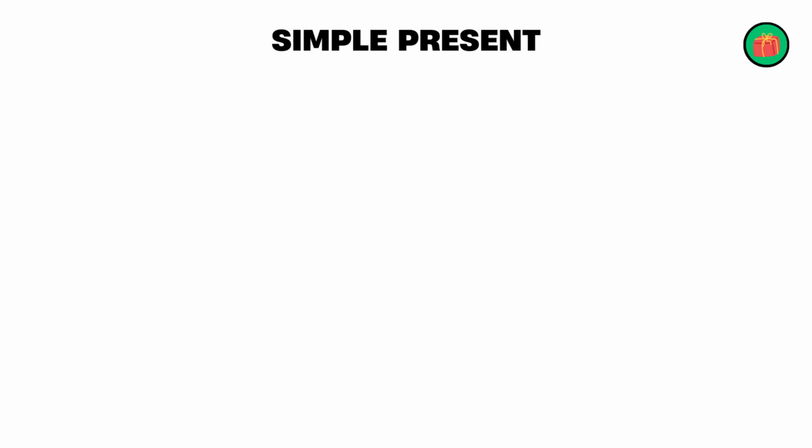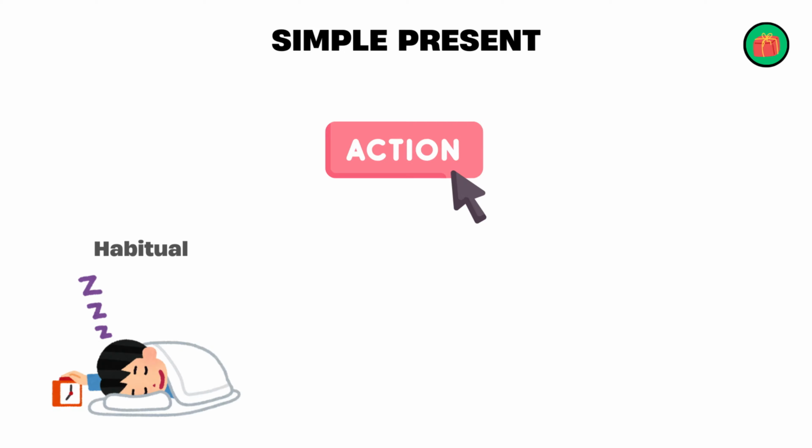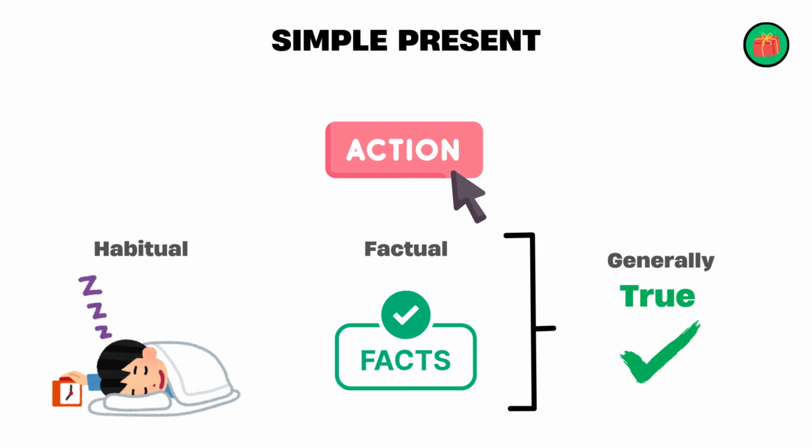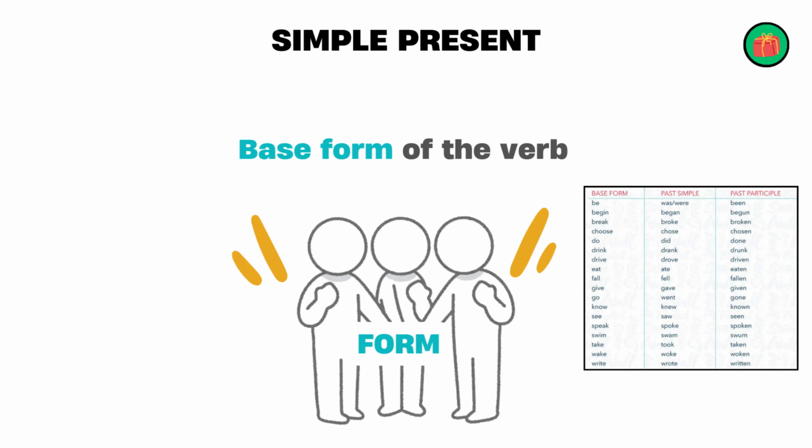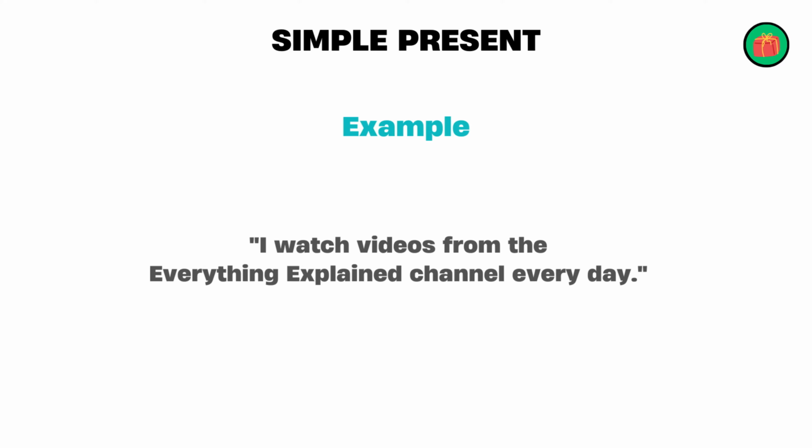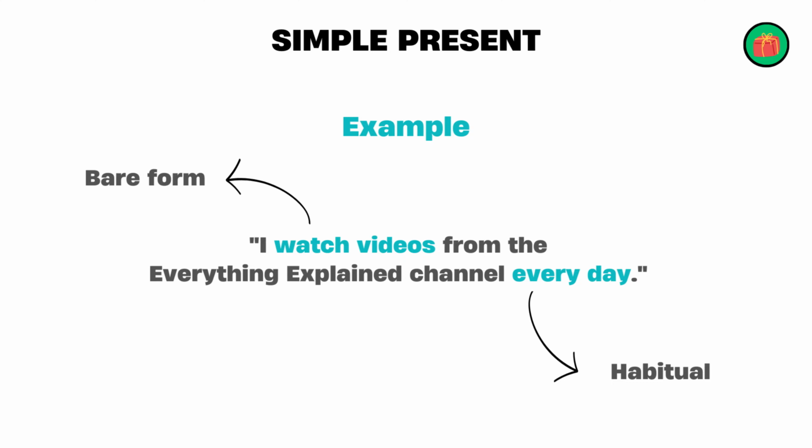Simple present is used to describe actions that are habitual, factual, or generally true. It is formed using the base form of the verb. Example: I watch videos from the Everything Explained channel every day.